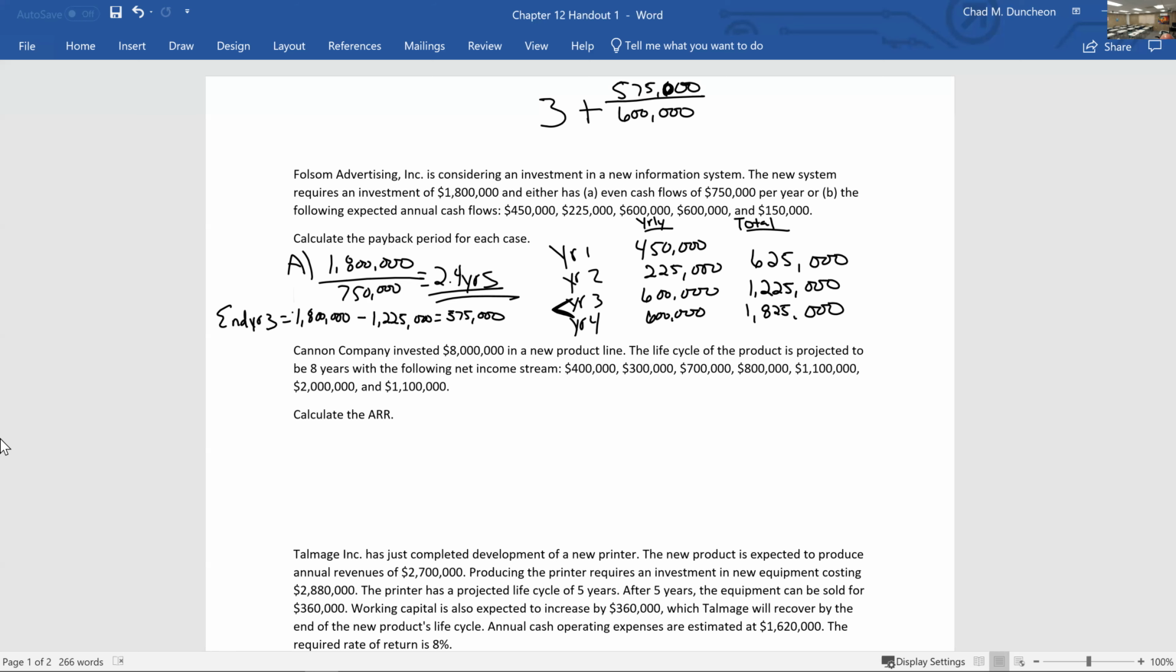So it's the 3 plus the 575, what we still need to collect, divided by how much we did collect in that year. It comes out to equal 3.96 years. Really close to 4. But that is how you would do a payback period question.